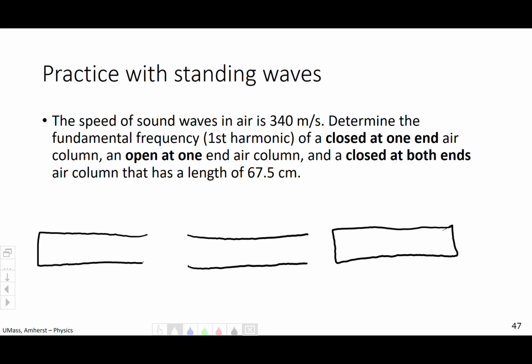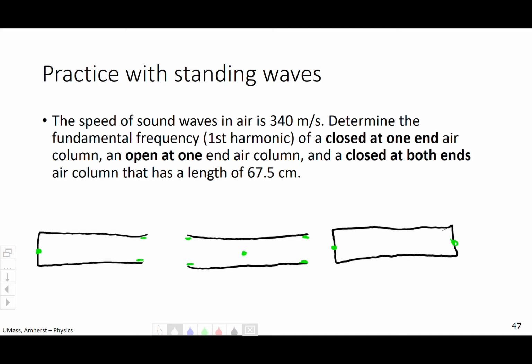All right, so you should have drawn your standing waves, and now we're going to see if we can find the frequency. So let's draw this first one. At a closed end, we must have a node. So we're going to put those there. At an open end, we must have an antinode. So I'm going to put those there. And then we have to have at least one node in it, so we're going to put that right in the middle.